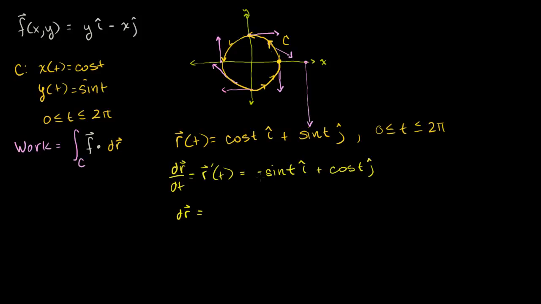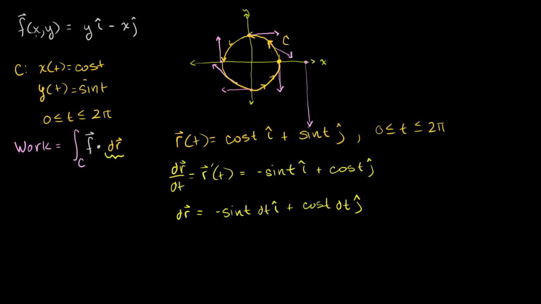is equal to, we could write it this way. So it's minus sine of t dt. I'm just multiplying each of these terms by dt, distributive property, times the unit vector i, plus cosine of t dt times the unit vector j. So we have this piece now. And then we want to take the dot product with this over here.